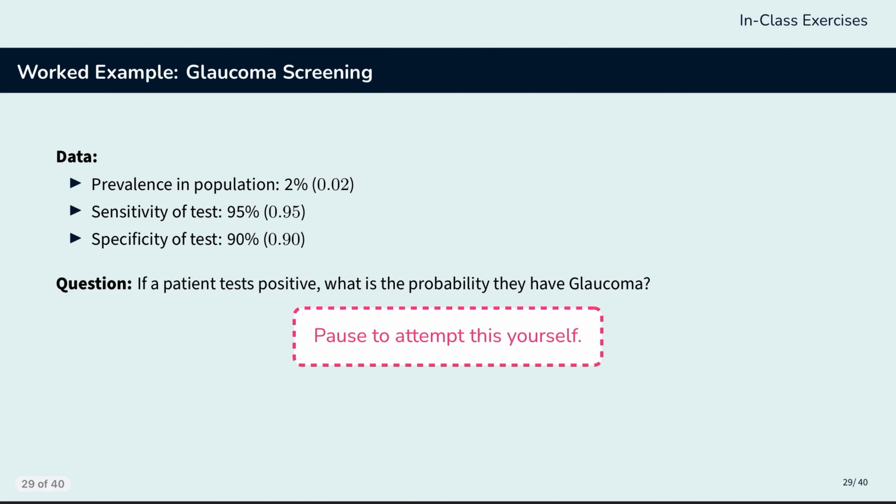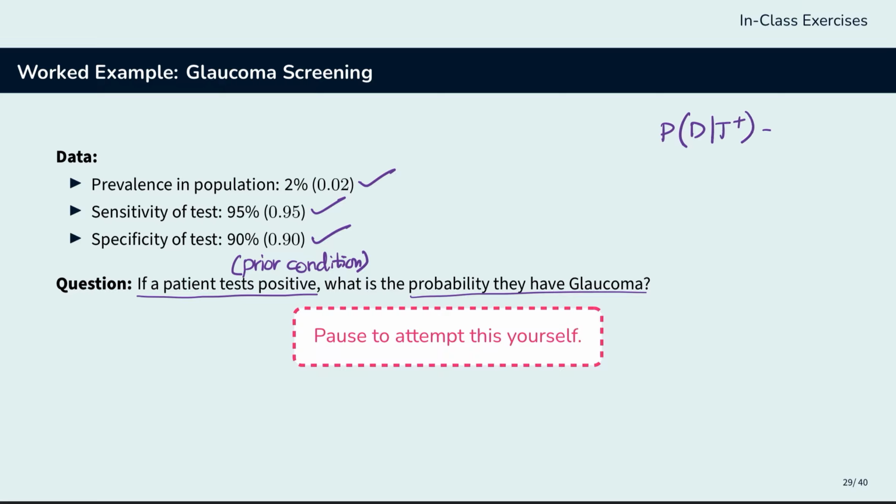So let's take an example. The data here states that the prevalence in the population is 2%. The sensitivity of the test is 95% and the specificity is 90%. The question says, if a patient tests positive, what is the probability that they have glaucoma? Remember that this is the prior condition. So the probability they are being asked to calculate is the conditional probability, which is the probability of the disease being present provided that the test is positive. This is nothing but the predictive value positive.